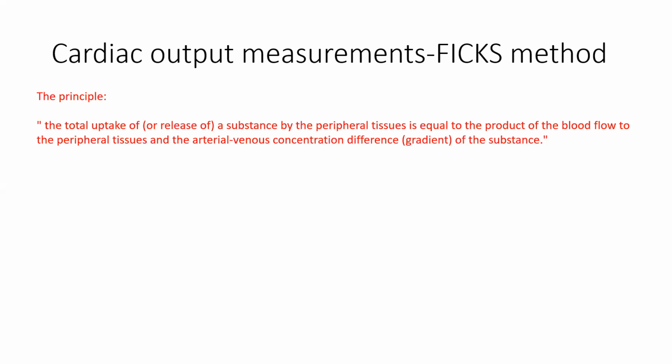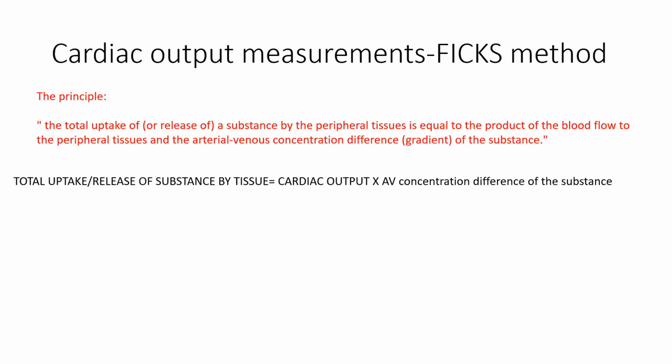So blood flow to the peripheral tissue is your cardiac output, and the difference between the concentration of your arterial and venous substance. So if we're talking about measuring the oxygen consumption of the lung, I can change the principle thus, okay? The total uptake or release of oxygen by the lung is equal to cardiac output to the lung and the change in concentration between the artery and vein of a substance, for example, oxygen. So oxygen consumption by tissue is equal to cardiac output times the difference in concentration of oxygen between artery and vein.